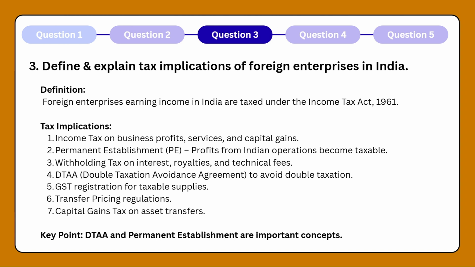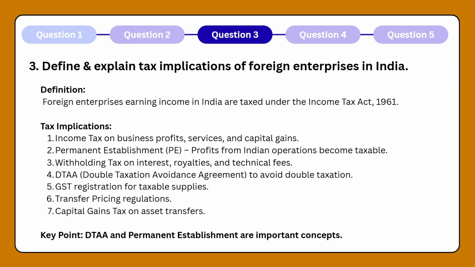Permanent establishment rule making profits from Indian offices taxable. Withholding tax on interest, royalties and technical fees paid to foreign firms. DTAA, agreements with multiple countries to avoid double taxation. GST registration for supply of goods or services within India. Transfer pricing rules for transactions with Indian subsidiaries. Capital gains tax on asset transfers.